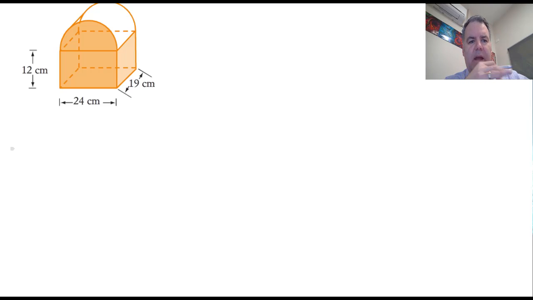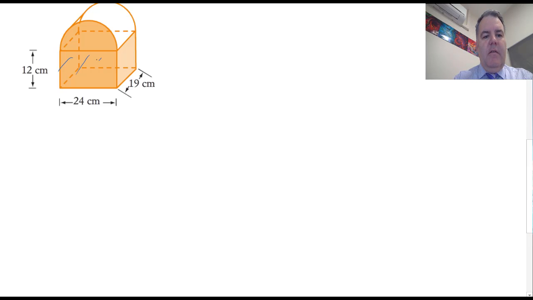I've seen these kinds of packages sold in the shops, they have little drawers, and you put pens and textures and things like that in there. So we want to know the surface area so we can know how much stuff to buy. Right, so let's do the easy bit first, which is going to be the box at the bottom.